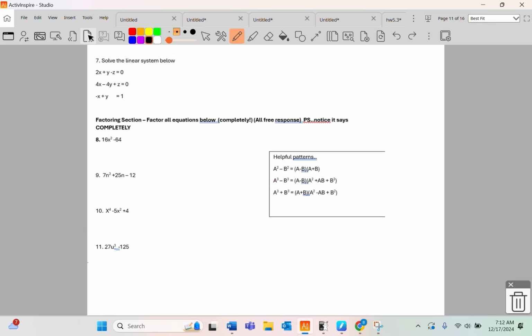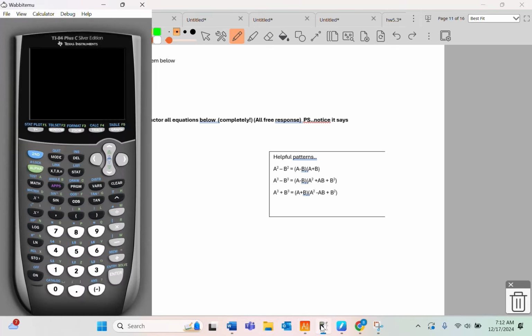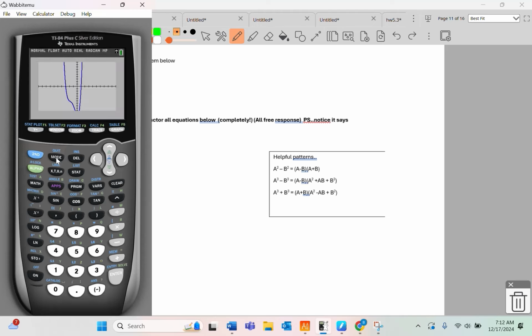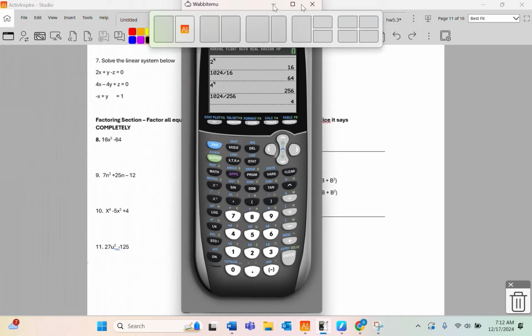Third way down with the calculator portion. Solve the linear system below. This guy is straight up. Use a calculator. Matrices, double REF. And again, you take whatever notes you need to take. Write down whatever you need to write down. Plain and simple.